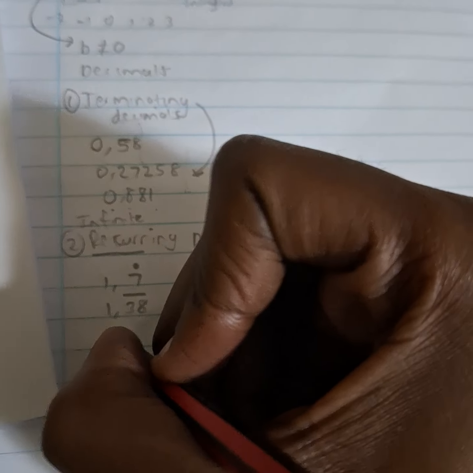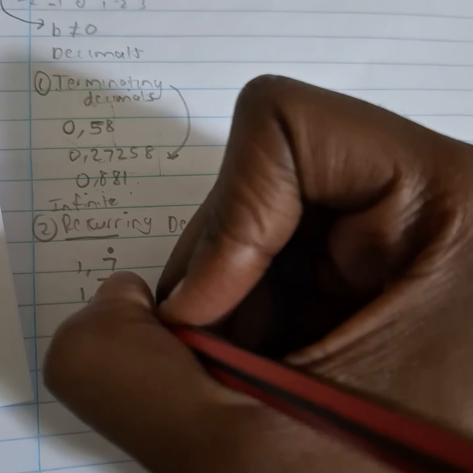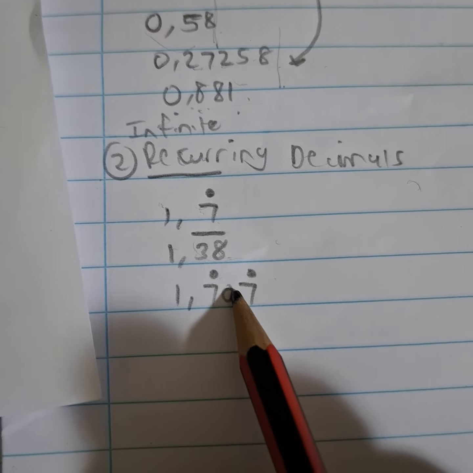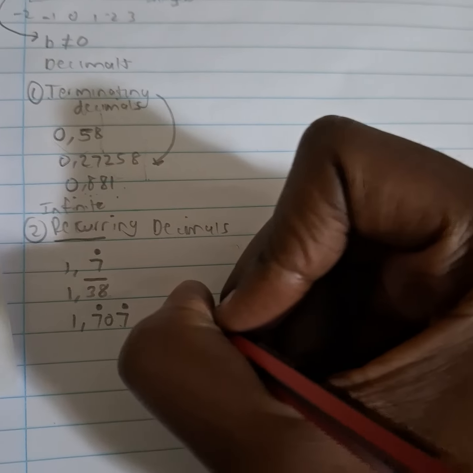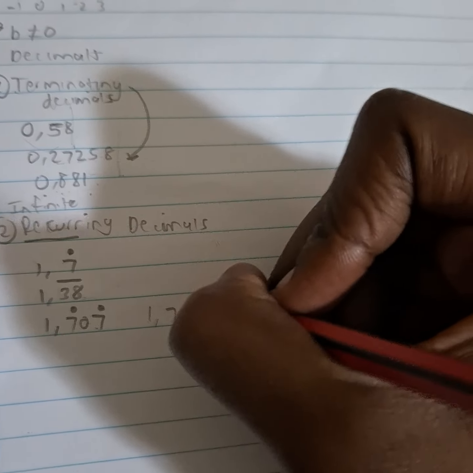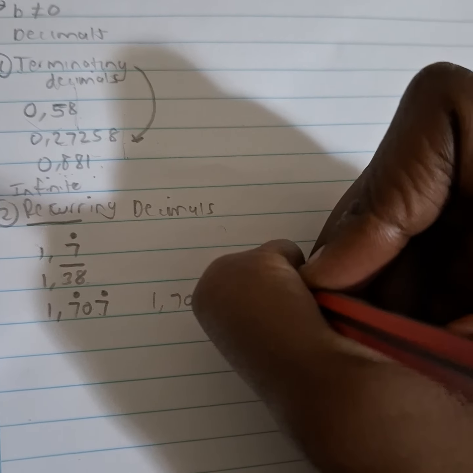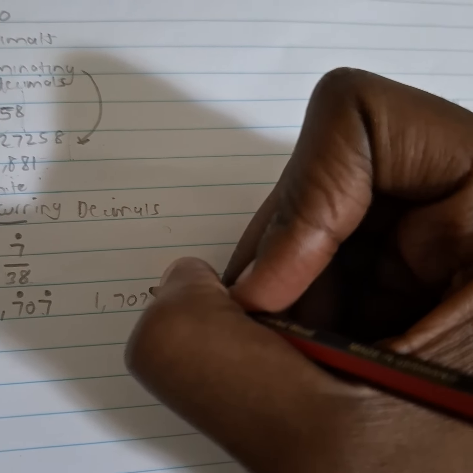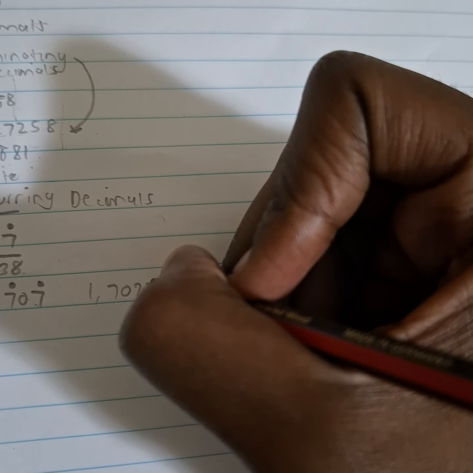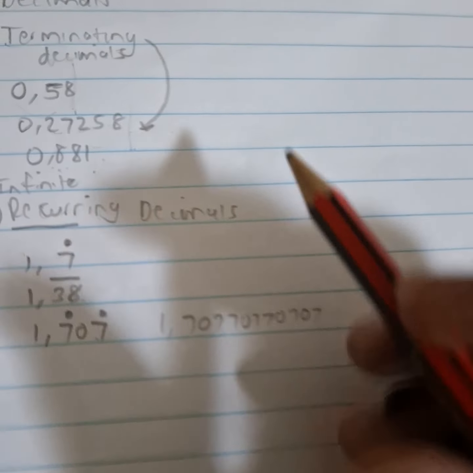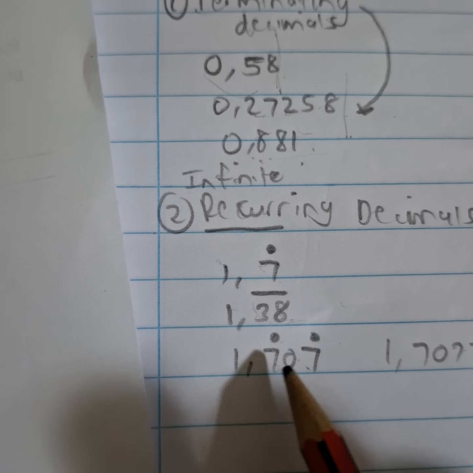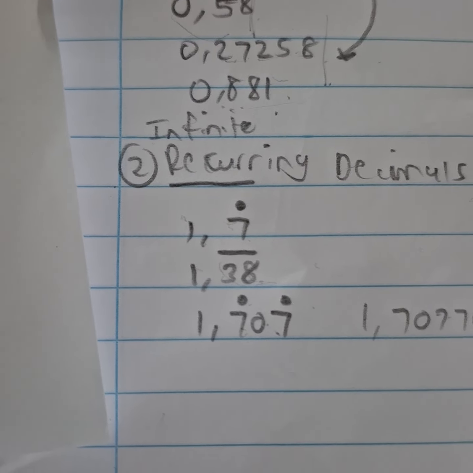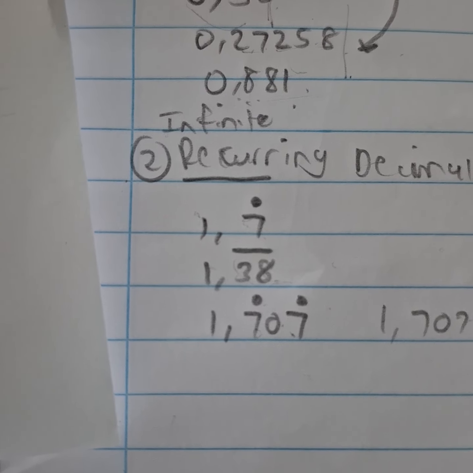Or we can say 1,707 and you put a dot. The in-between number has no dot. That is to show that basically the 707 repeats infinitely. Hopefully that makes sense, this repetition of 707. So this is basically what we are talking about when we talk about recurring decimals.